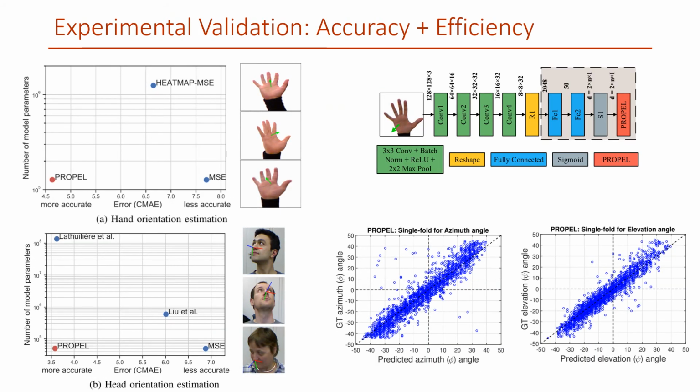We apply PROPEL onto two different problems using a small VGG-like network. We look at hand as well as head orientation problems. For hand orientation estimation, a model trained with PROPEL has 10 times fewer model parameters while surpassing the state-of-the-art accuracy. For the head orientation problem, our model achieves state-of-the-art accuracy while using 50 times fewer model parameters as compared to the state-of-the-art.